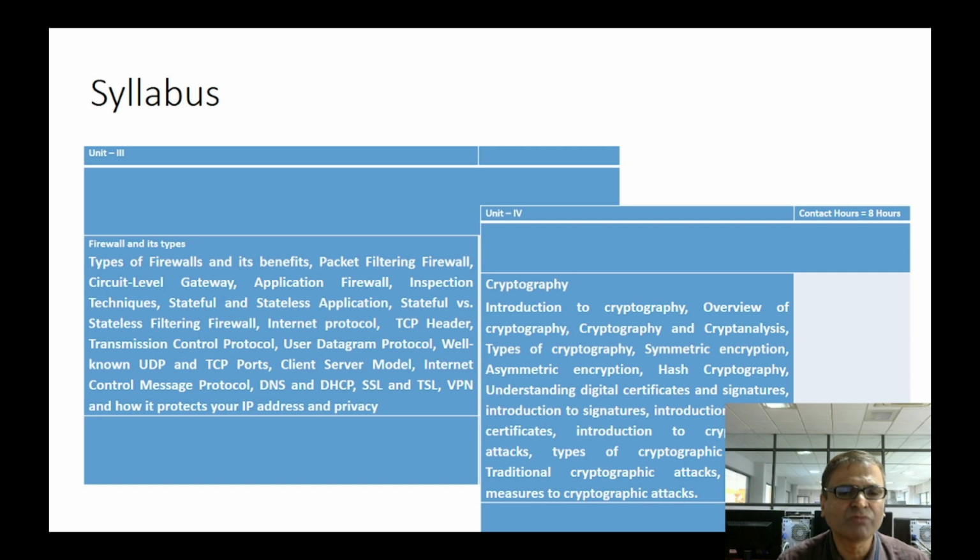In Unit 3, we'll be focusing on firewalls and protocols. What are the different types of firewalls, okay, and how they are used? What are the different types of protocols, such as TCP protocol, UDP protocol, ICMP protocol, that is Internet Control Message Protocol, domain name system, okay, dynamic host configuration protocol. So we'll be discussing these things.